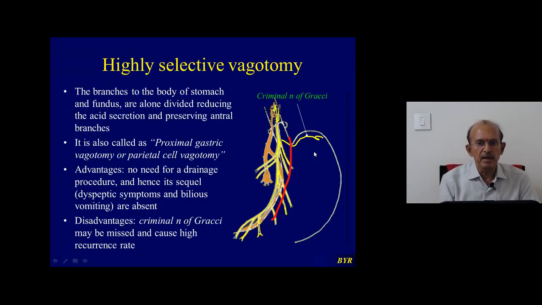That is why, in the initial phase of this particular procedure, so many surgeons performed it, but they got a lot of recurrence. That's why this has gone into disrepute. Then the originators of this procedure investigated these cases and came out with the criminal nerve of Grassi. That means if this particular branch is missed, then the patient is going to get a recurrence. So whenever you are doing highly selective vagotomy, you must look for this criminal nerve and you must section this nerve also. Then the patient will get good benefit.